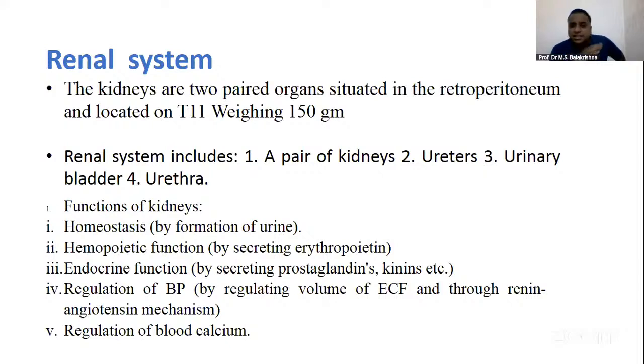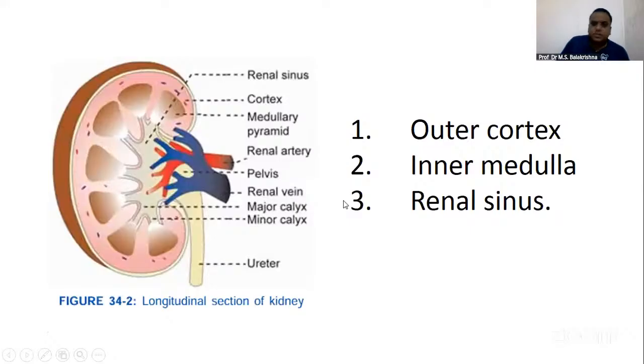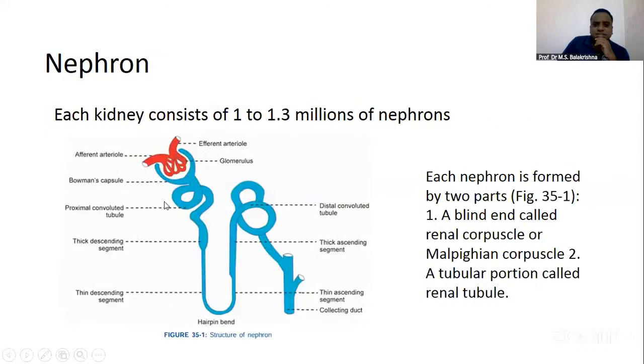And there is the renal system. Like you have a music system, like that, the renal system. This renal system has some parts: a pair of kidneys, ureters, urinary bladder, and urethra. 4 parts. Functions of the kidney, I did not explain. This you know. We have got the outer cortex and then the inner medulla, and there are spaces in between. Those spaces that you are seeing are called the renal sinus.